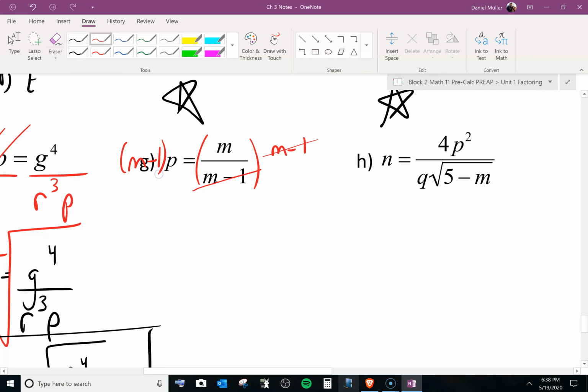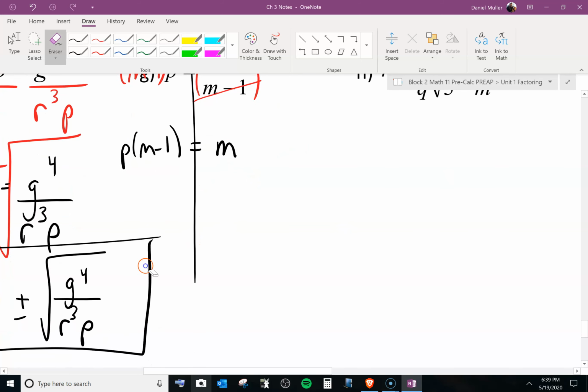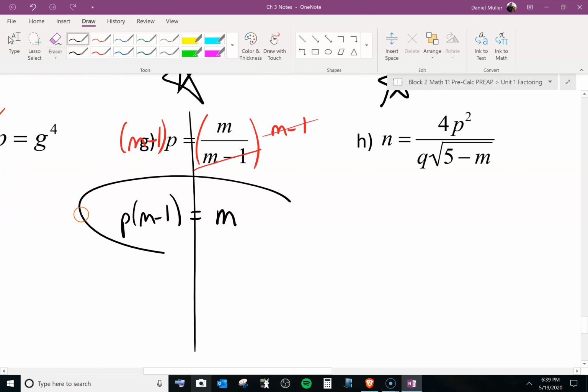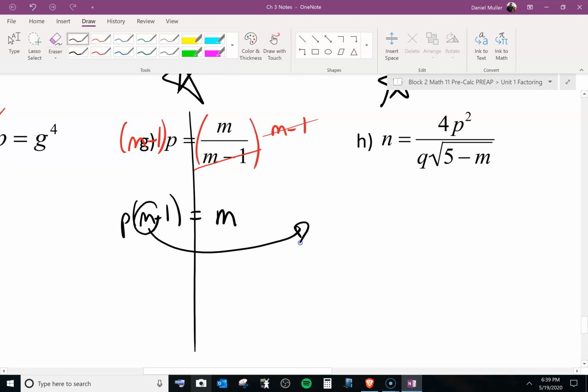M minus 1. So I've got a p and an m minus 1 on the left, and I have just an m on the other side. I've gotten rid of my denominators. Now everything's on the numerator. There are no fractions anymore. However, I can't just take this and bring it to the other side. What I have to do is get rid of the brackets.